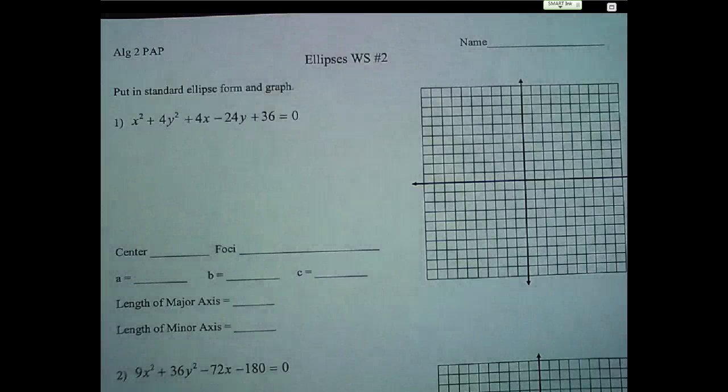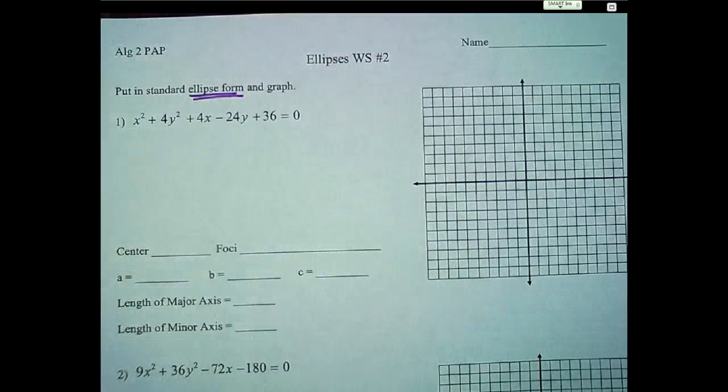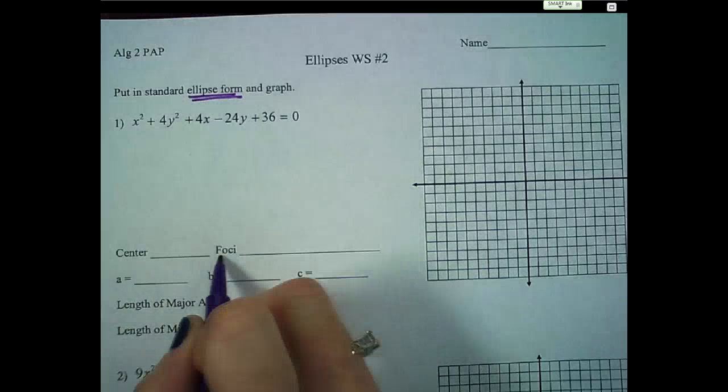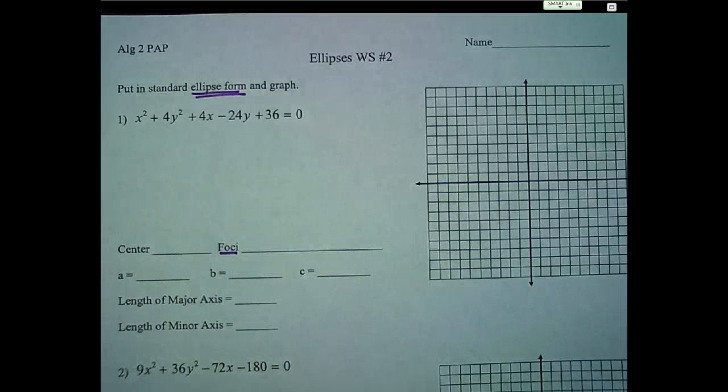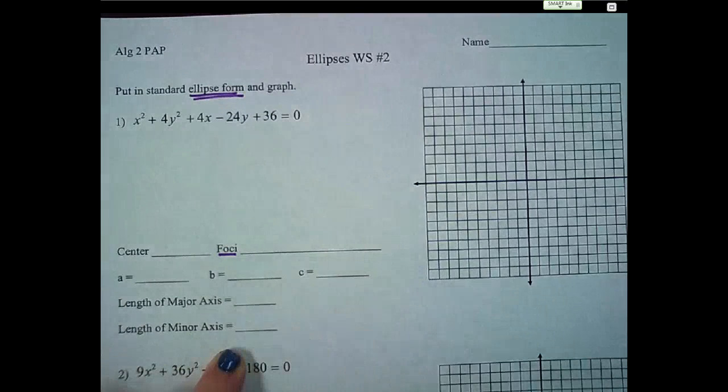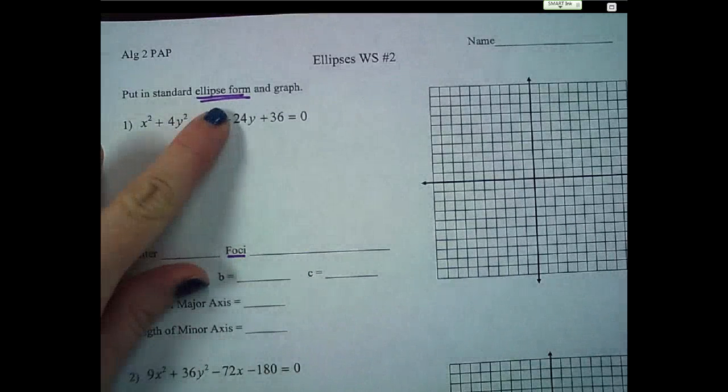Okay, on the Ellipses worksheet, problem number 2, I'm gonna do a few of these problems. So we're gonna start with number 1, and it says put in standard form of an ellipse. Probably the biggest trouble kids are having is figuring out the foci. So stay tuned and we will work on finding the foci. But first we have to get it in the form of an ellipse.